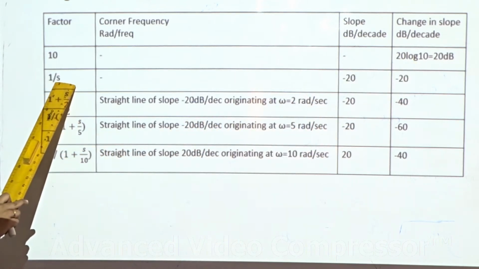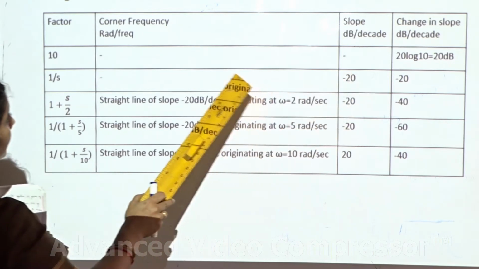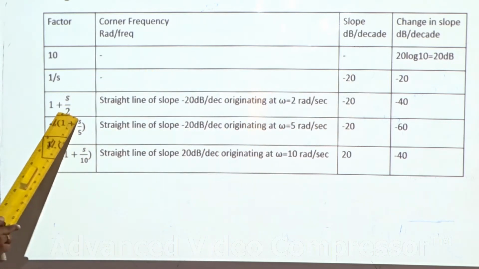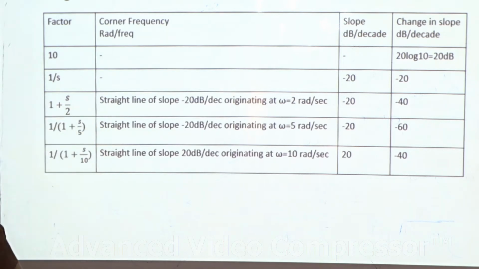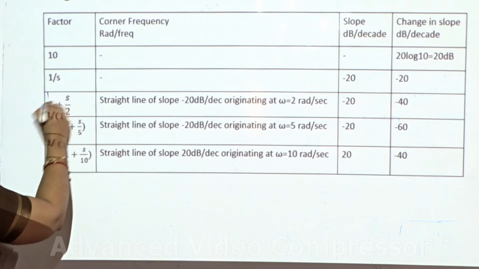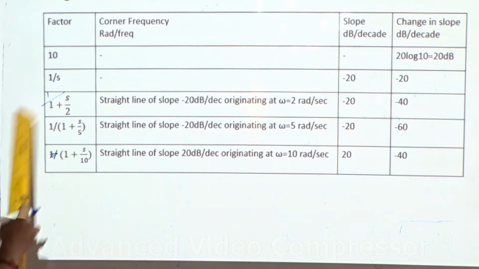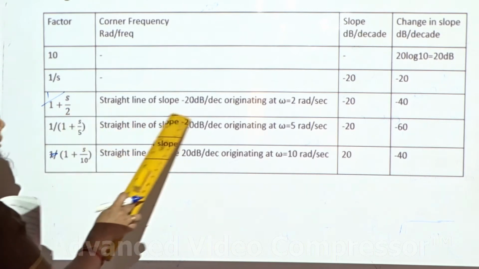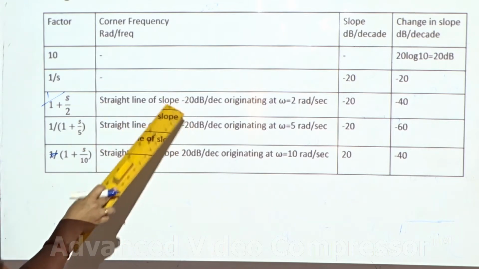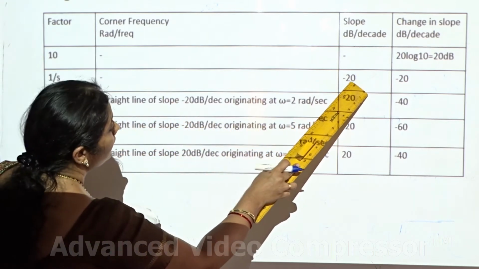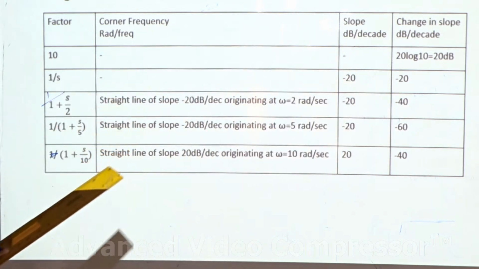Then from the first pole, that is 1 by S, there is just a slope of minus 20 dB. Then you have the next pole, 1 by 1 plus S by 2. This is a pole which is originating at omega equal to 2, and it has a slope of minus 20. This is already at minus 20, and this is also adding minus 20. Total slope becomes minus 40.